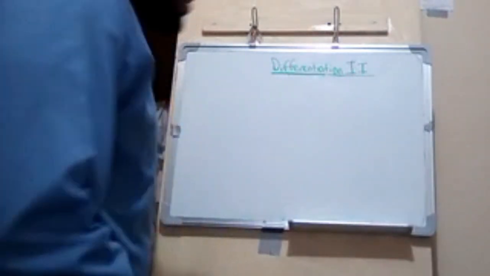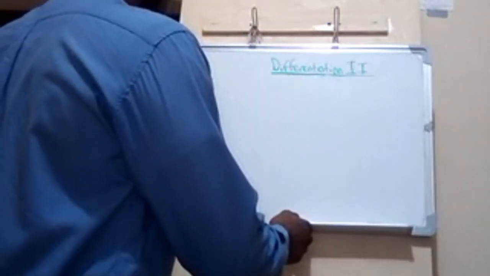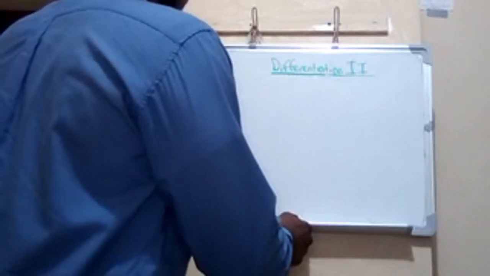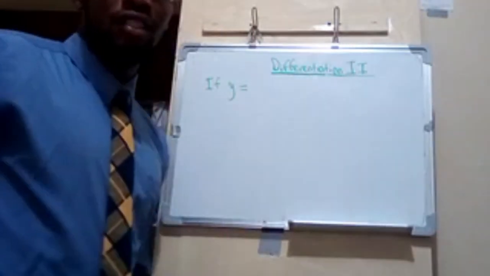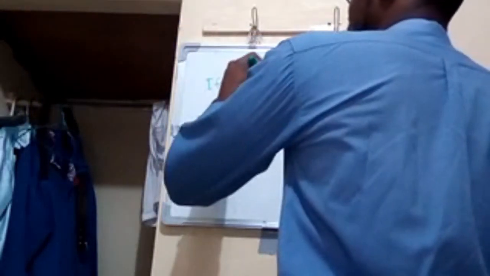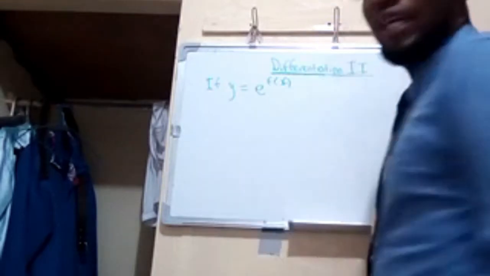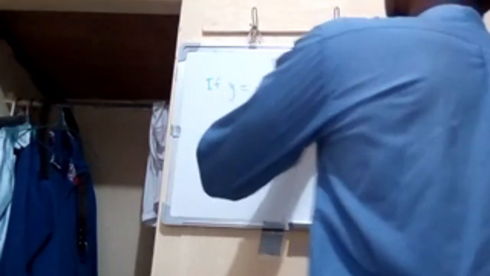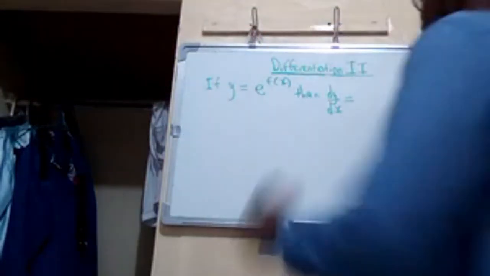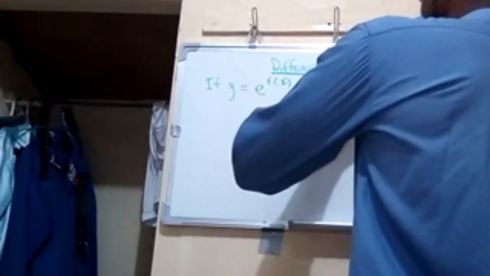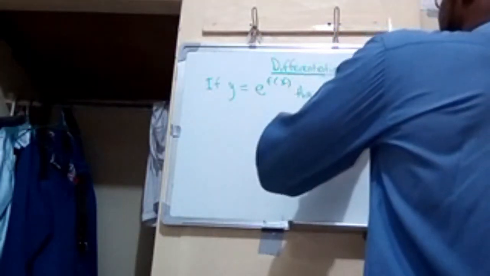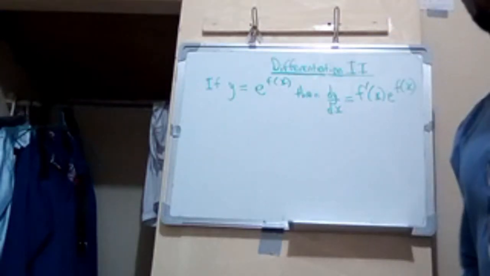So for example, if y is equal to some exponential e to the f of x, then dy by dx, which is the derivative, is equal to f prime of x times e to the f of x. That's how we differentiate exponential functions.